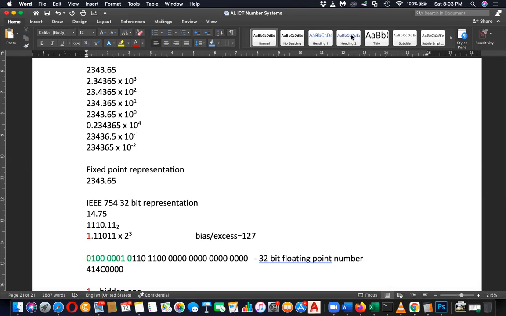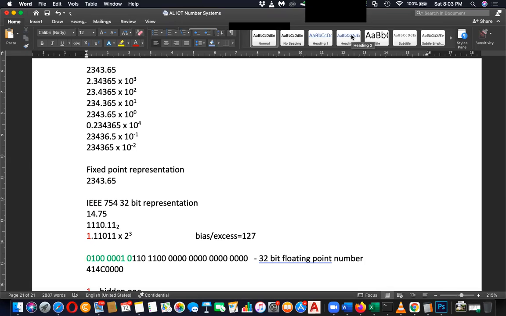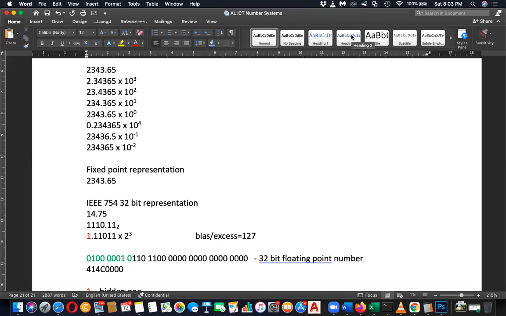So I got one question. When the decimal point moves left, the power will become positive. But if it moves right, it will become negative.